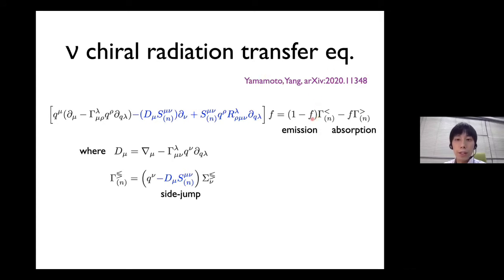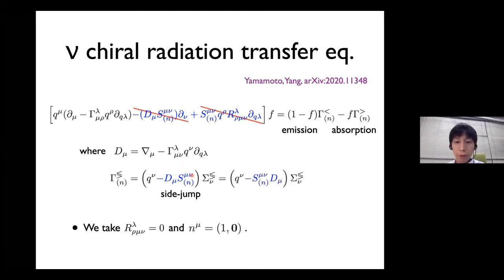The point here is that we can systematically derive the quantum correction to the usual Boltzmann equation using this Wigner function formalism. Okay. And this quantum correction is known as the side jump term. Okay. But I will skip the details.